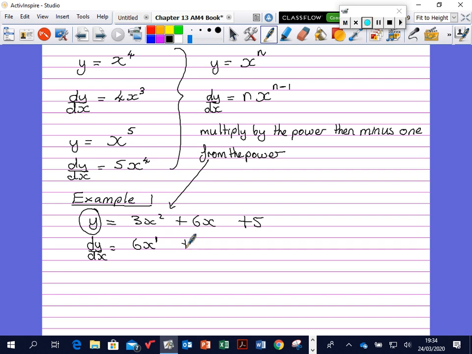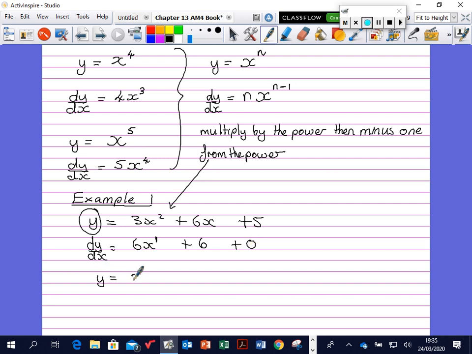If I differentiate a 6x, it's purely the number in front of the x, which is 6. If I differentiate a constant, I know the answer is 0. I don't normally write anything at all then. Let's just do one more example.